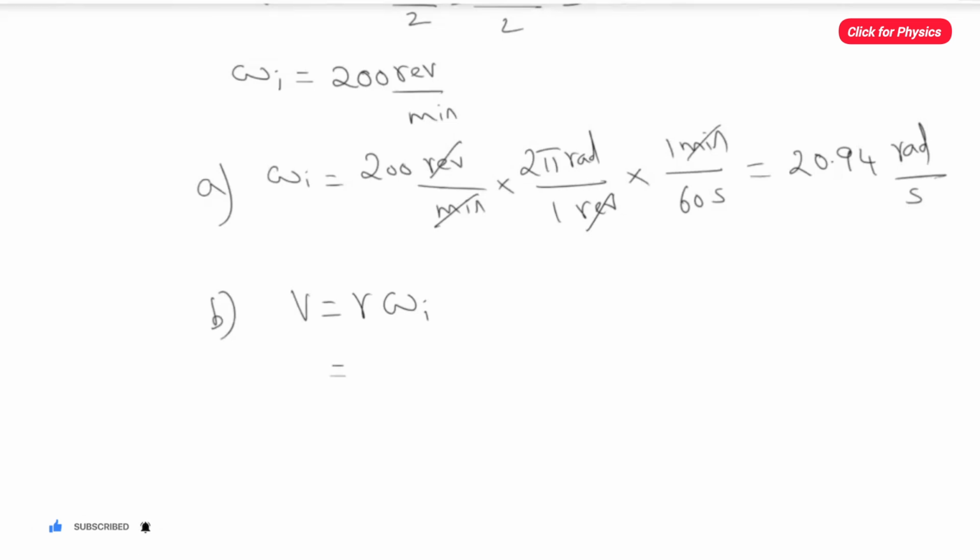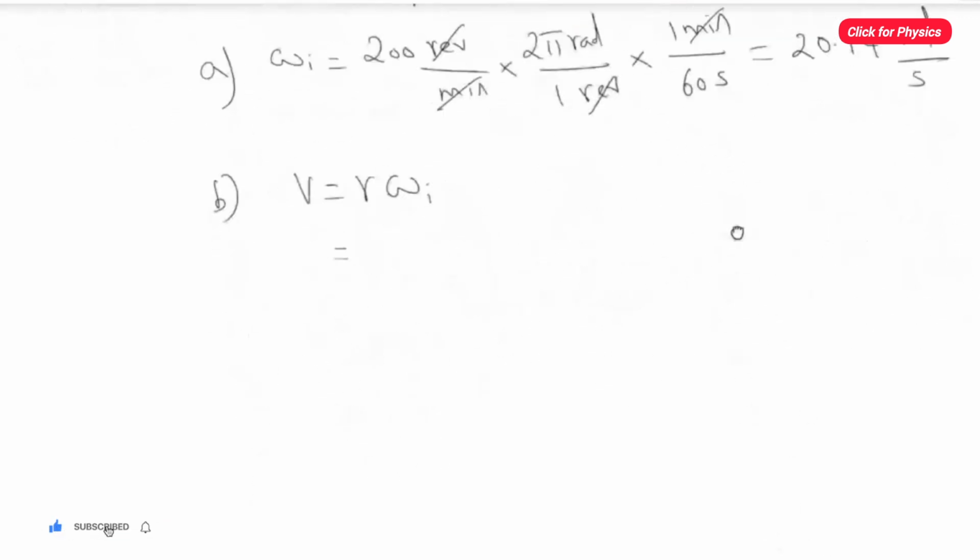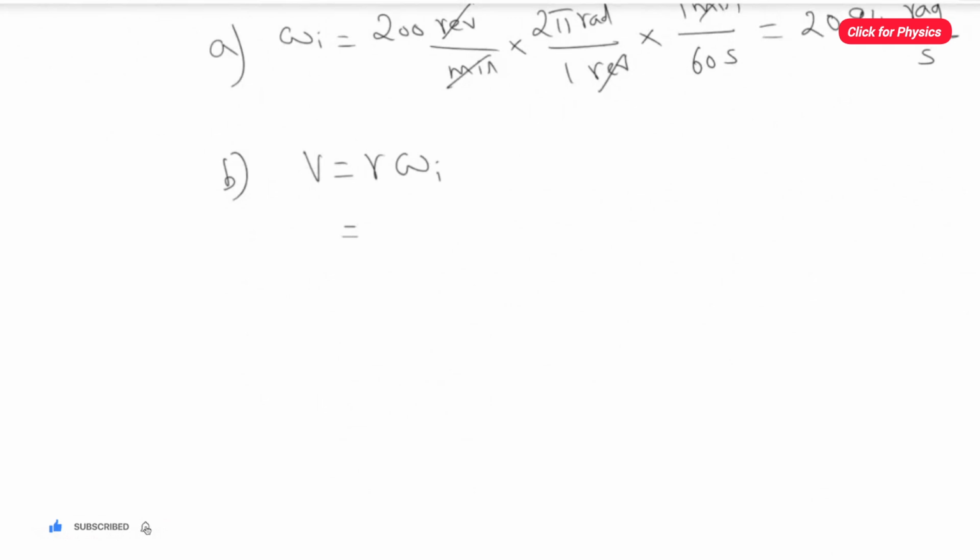Now I have to use the radius, which is already given, because from the diameter we already found the answer of the radius. So what is our radius here? 0.6 meter. So I have to use that number here. So 0.6 multiplied with 20.94. I got the answer for the linear speed as 12.56.